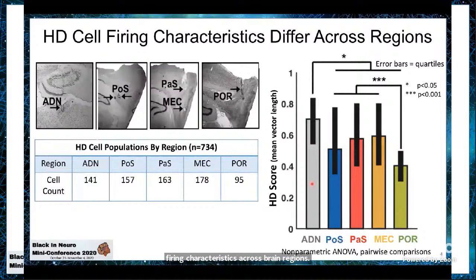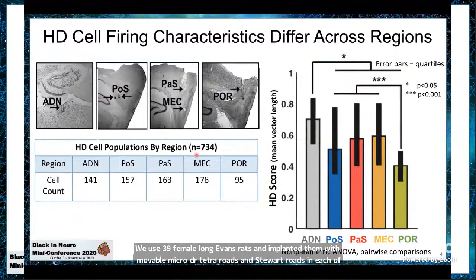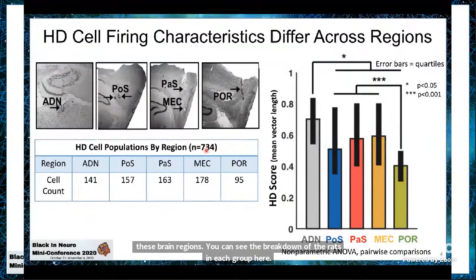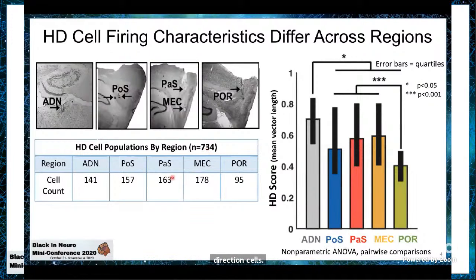So getting to the results, these are photomicrographs of the brain areas stained with cresyl violet to confirm electrode placement. Below, you can see that we recorded from a total of 734 cells throughout the circuit, with the individual breakdown in each brain region shown below. Given that I'm limited on time, I'm only going to present the results from one measure.